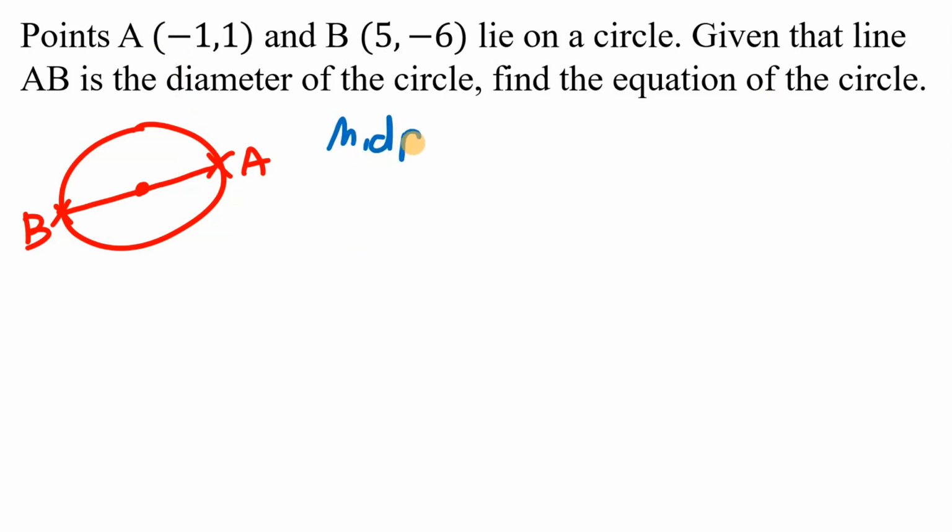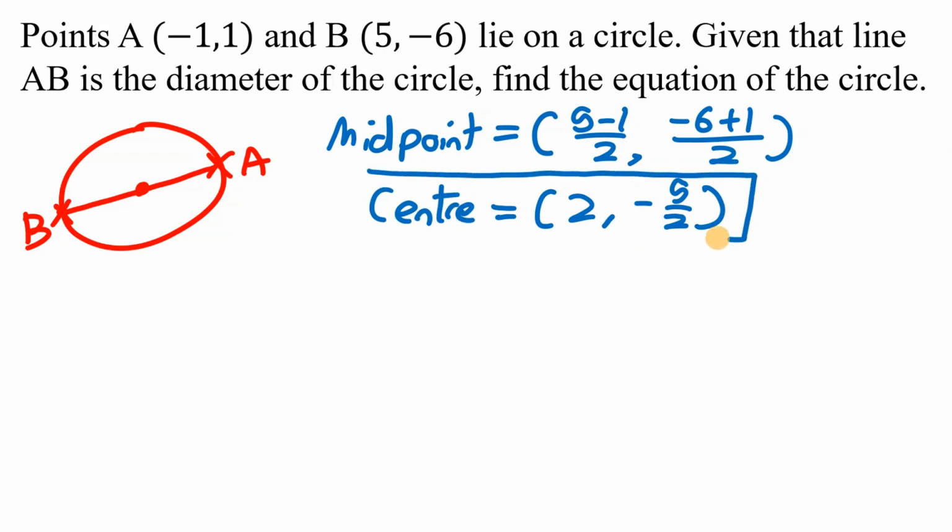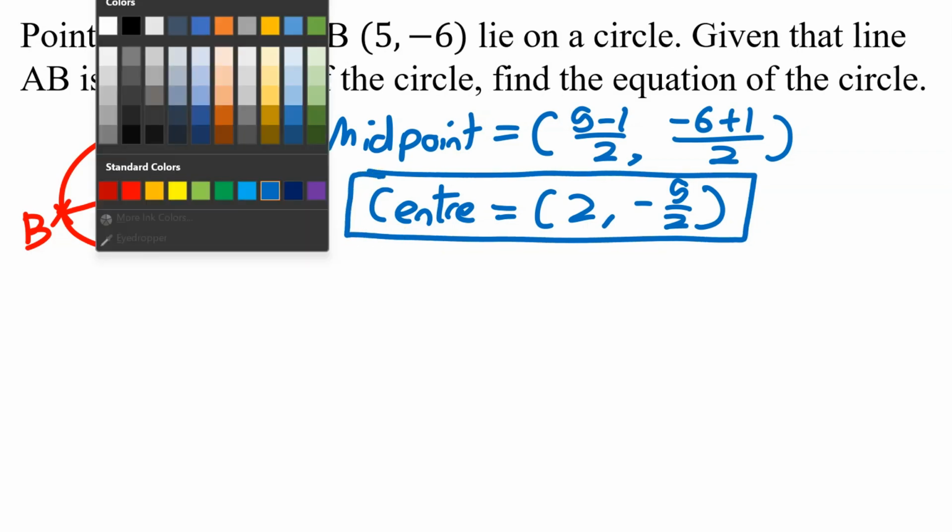Okay, so the midpoint of A and B: the x coordinates are 5 and -1, so 5 minus 1 over 2, like this here, and then the y coordinates are -6 and 1, so it's going to be -6 plus 1, like this here, divided by 2. So this is equal to 5 minus 1, which is 4, divided by 2, which is 2, and then -6 plus 1 is -5, divided by 2 is -5 over 2, like this here. So this is the center.